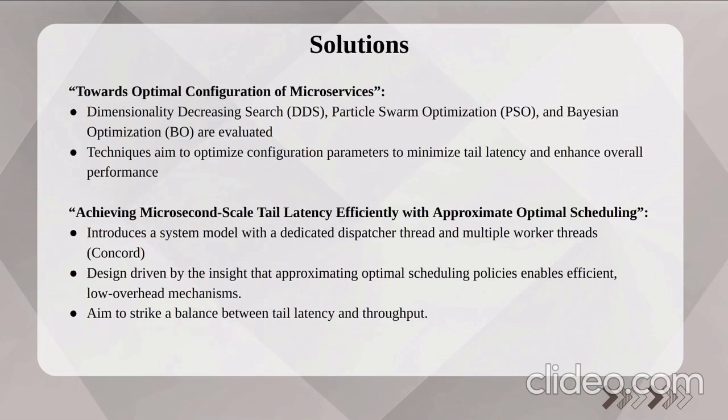The two solutions proposed are, first, one that tries to find an optimal configuration for the microservice system. It uses a Bayesian optimization approach, particle swarm optimization, and a dimensionality-decreasing search, and it compares all three approaches to find the optimal one. The second one proposes a new model called Concord, which has a dedicated dispatcher thread and multiple worker threads. The design approximates the optimal scheduling policies of the processes rather than actually implementing the original policies, which allows the authors to reduce the overhead by a lot while still maintaining optimal scheduling. They also wanted to strike a balance between the tail latency and the throughput of the system.